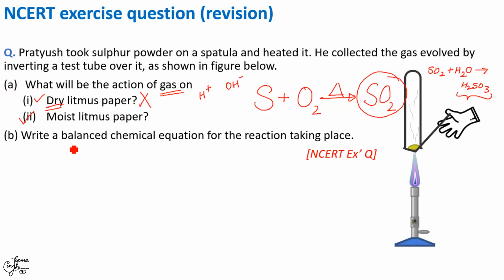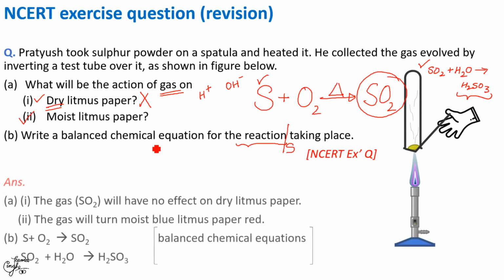The next part is to write a balanced chemical equation for the reaction taking place. So we've already done this part. These are the two reactions. Even if you write the first reaction, you get full marks because they've asked for the reaction taking place. They did not say reactions. But in my opinion or my suggestion, you should mention both the reactions because only then you'll be able to find out what will happen when you treat the gas with moist litmus paper.